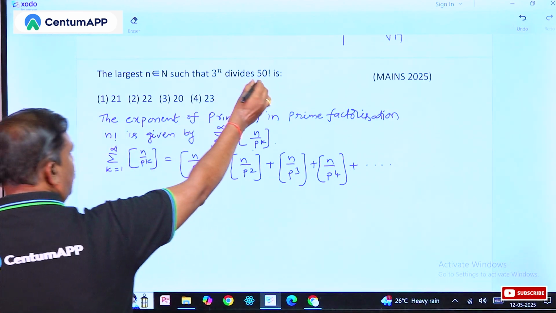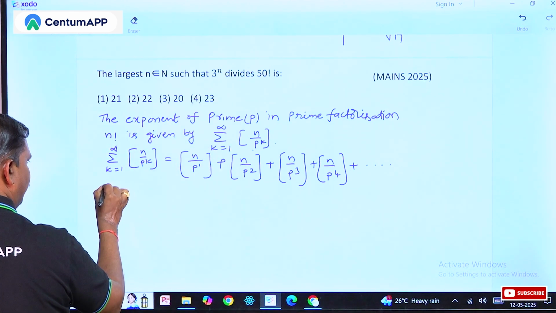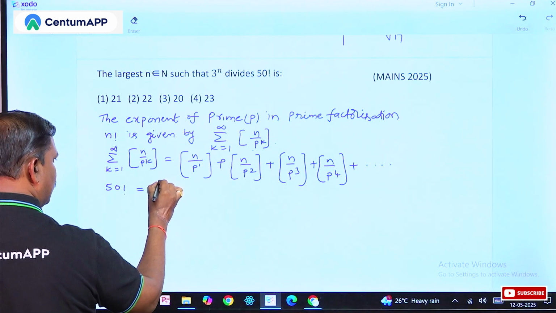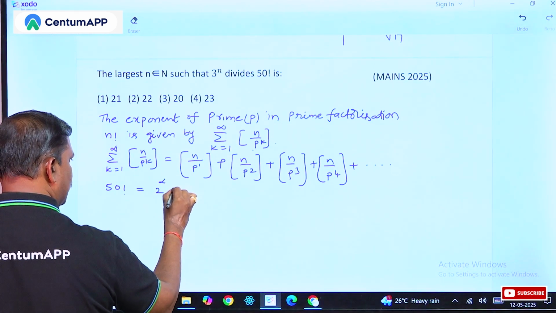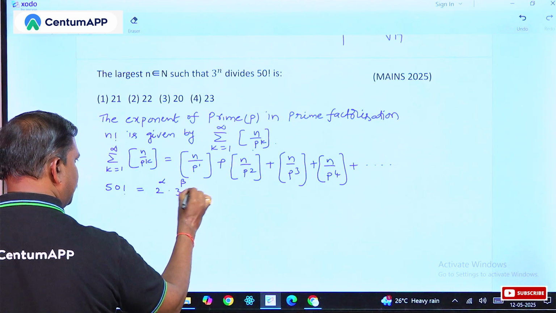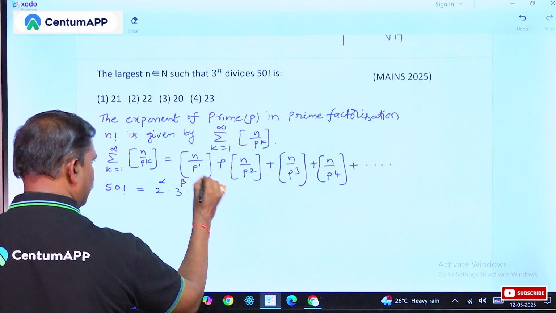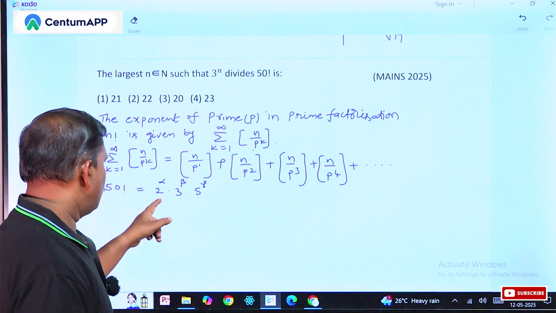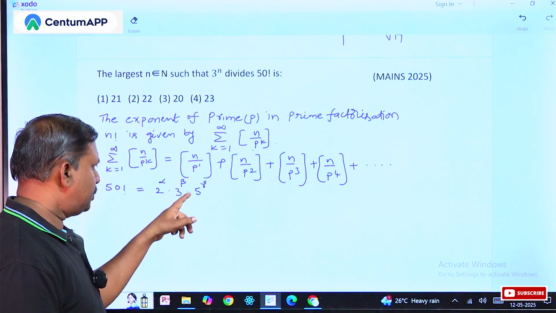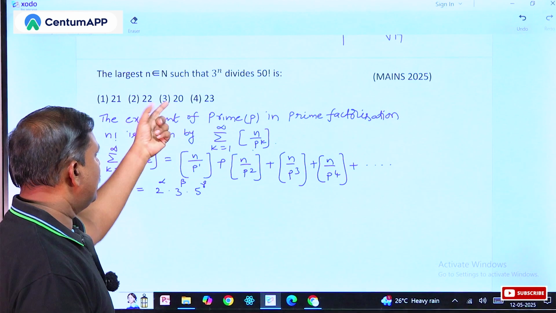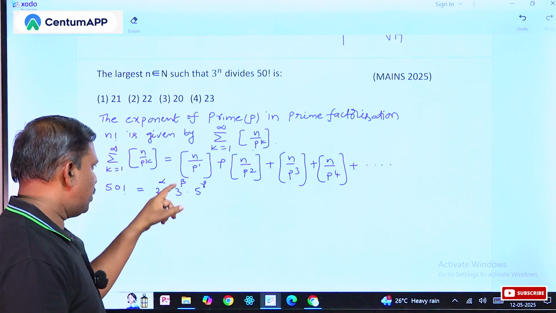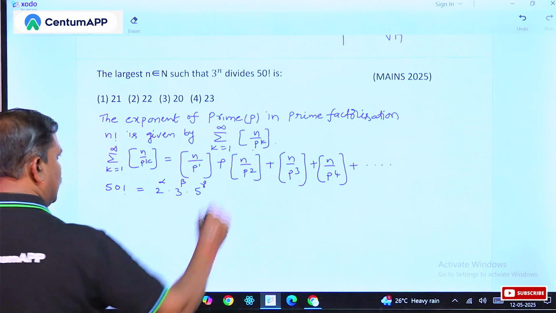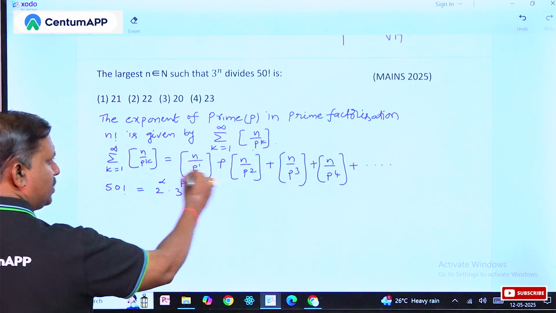Okay, now here what is given? 50 factorial. 50 factorial can be written as 2 power alpha into 3 power beta into 5 power gamma. Here what they asked is 3 power n, which means the 3 power beta value. Okay, yes, now we utilize this formula.